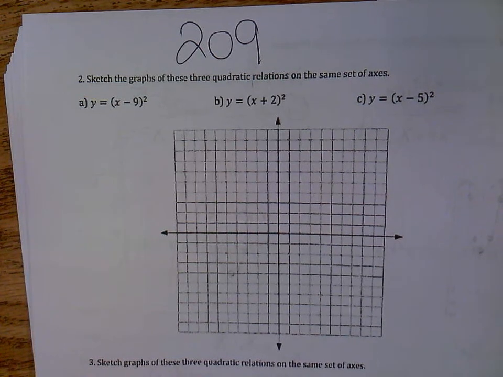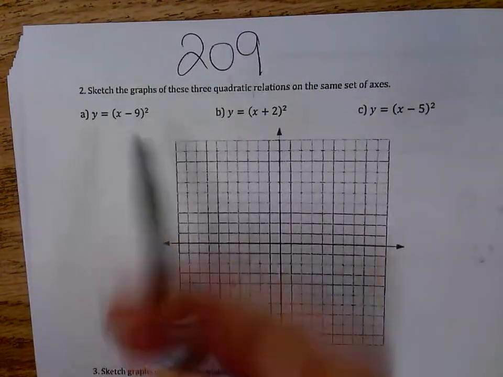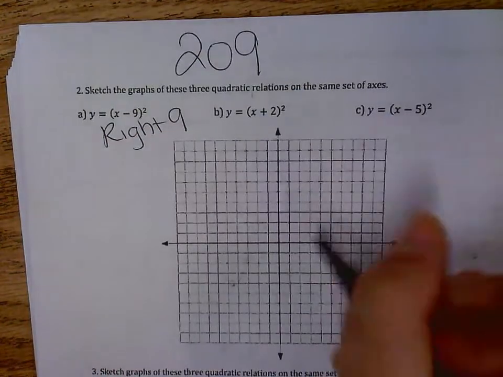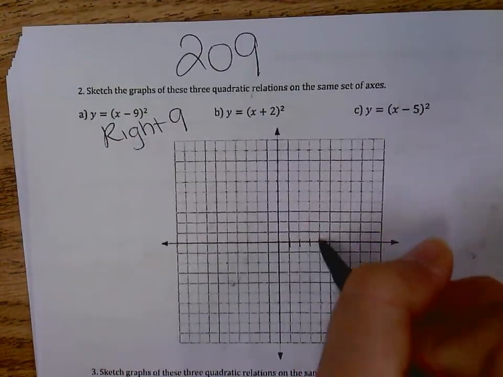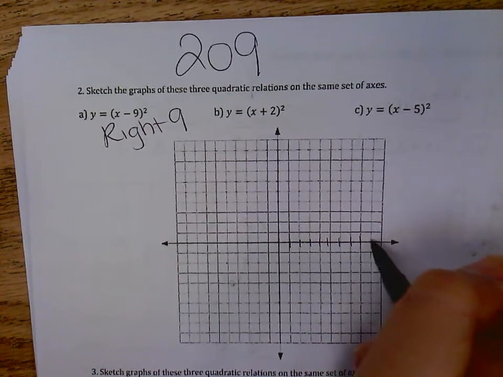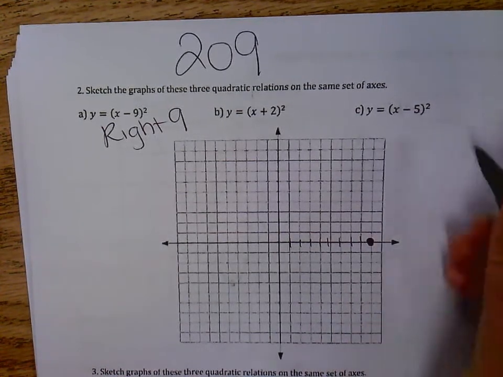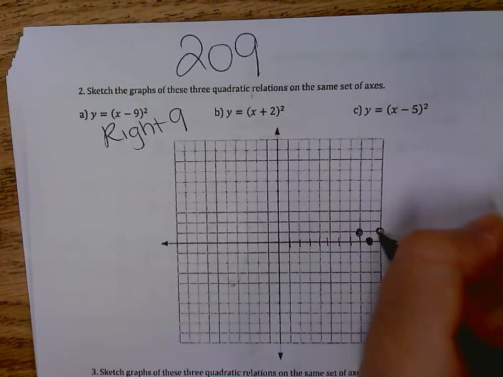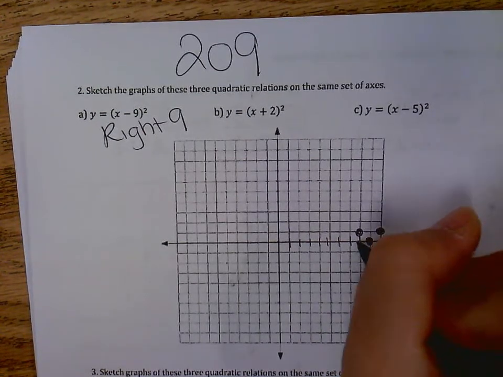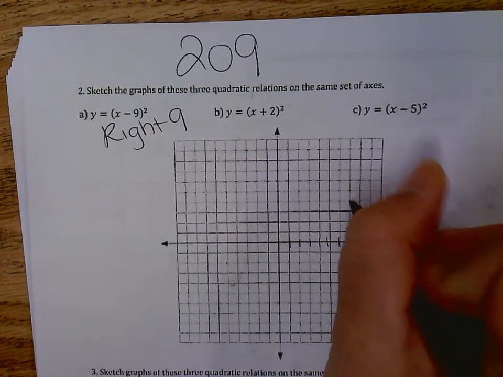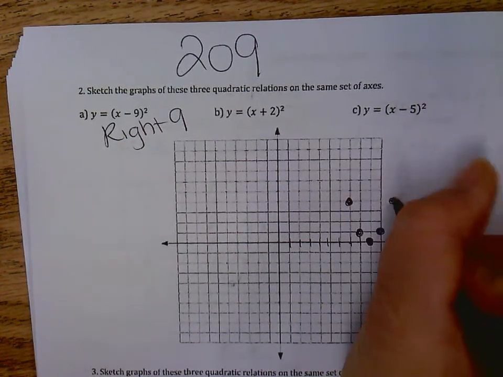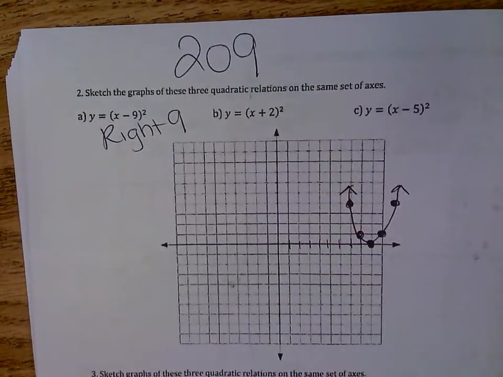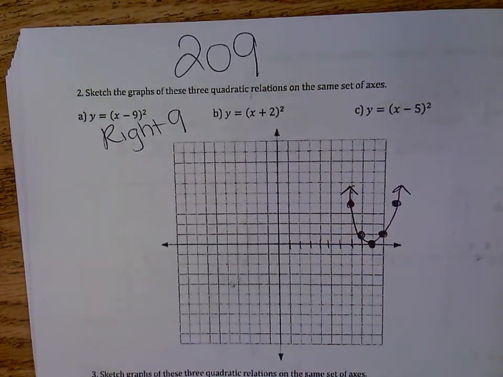The more you practice these, the more they'll stick. This goes right 9. So 1, 2, 3, 4, 5, 6, 7, 8, 9. I would start here. I'm not going to be able to fit much of this parabola. Over 1 squared is 1, and then I'll do 2, 1, 2, 3, 4 on either side. And then that one's kind of off the graph, so that would be the parabola that's been shifted right 9.